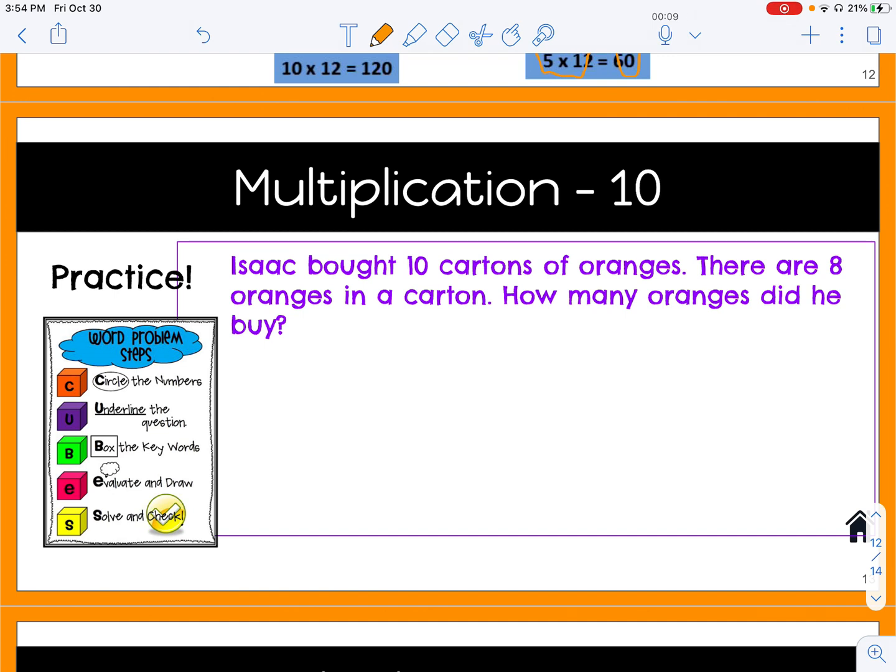So if I'm using my cube strategy, I'm going to circle my numbers. So I have 10 cartons of oranges and I have 8 oranges in each carton. I'm going to underline my question. I'm going to box my keywords. So how many oranges? Okay. And I would also probably box in a carton because we're going to have to figure out the total number of oranges, right? But this carton is a kind of important thing.